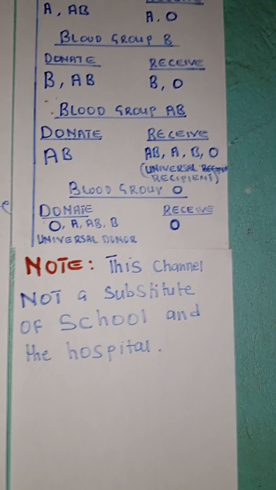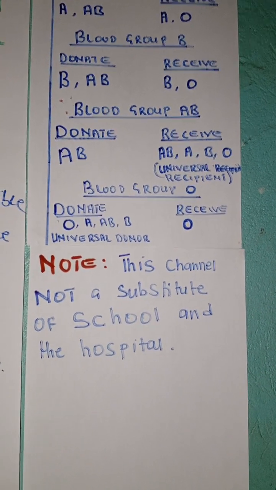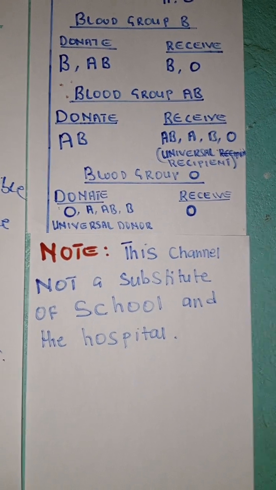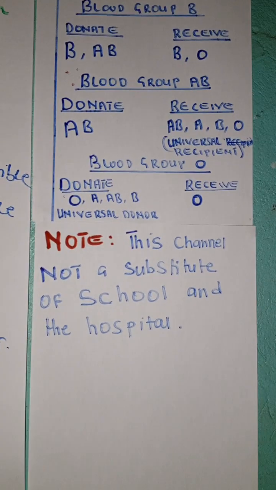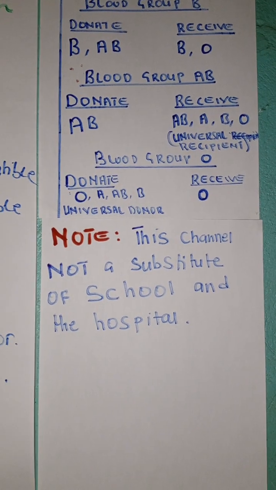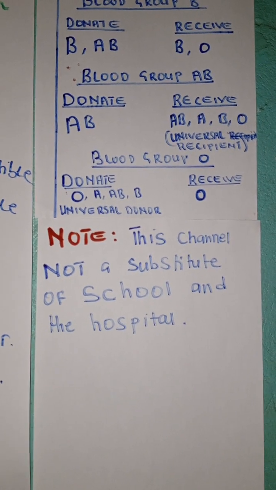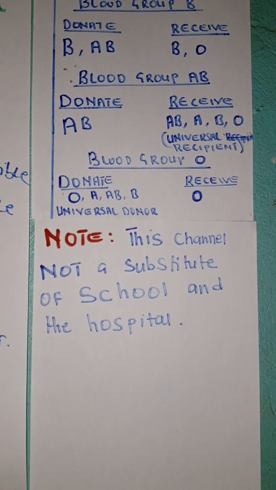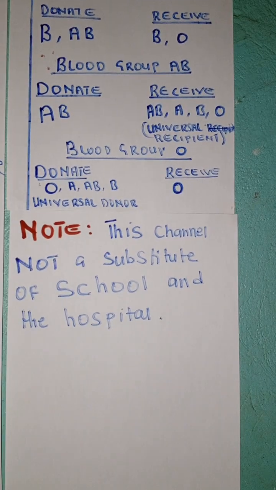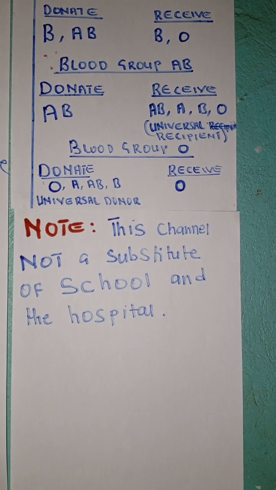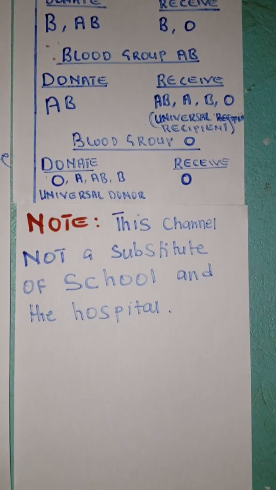Blood group B can donate blood to blood group B and blood group AB, and can receive blood from blood group B itself and blood group O. Blood group AB can only donate to blood group AB, because of the antigens A and B. They can receive blood from AB itself, A, B, and O. They are universal recipients because they do not have antibodies that will react.